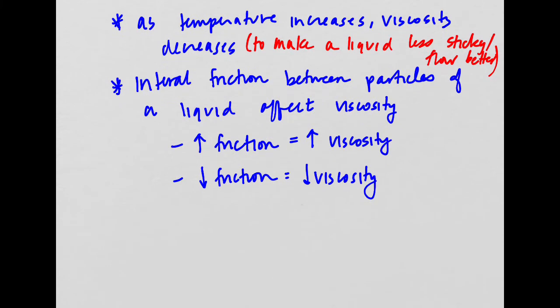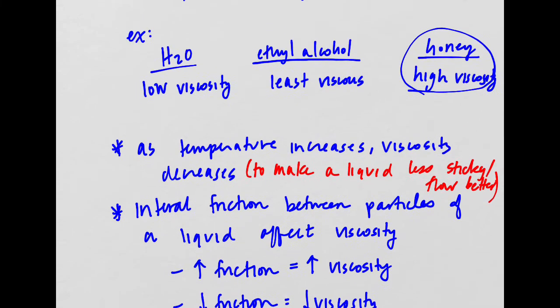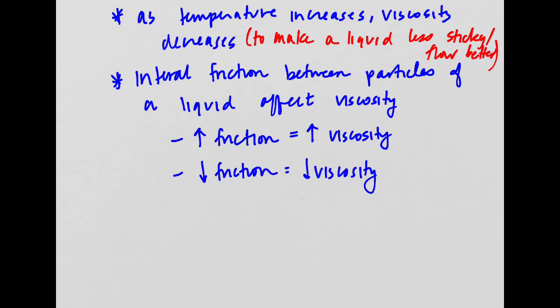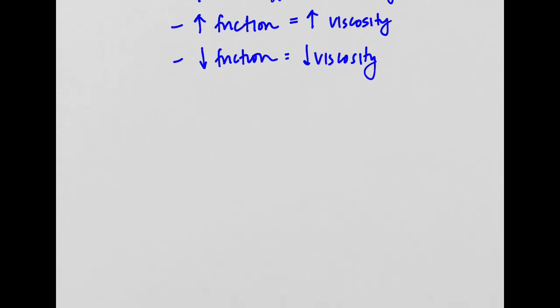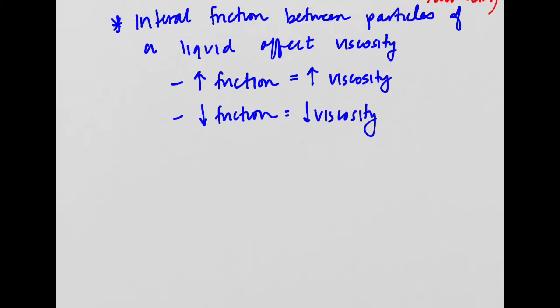The internal friction of the particles of a liquid is what affects the viscosity. If we have very high friction of particles, we have very high viscosity. If we have very low friction between particles, we have very low viscosity. That's what determines the viscosity. And fun fact, you don't have to know this, but this internal friction is actually caused by the shape of the molecules that make up substances.